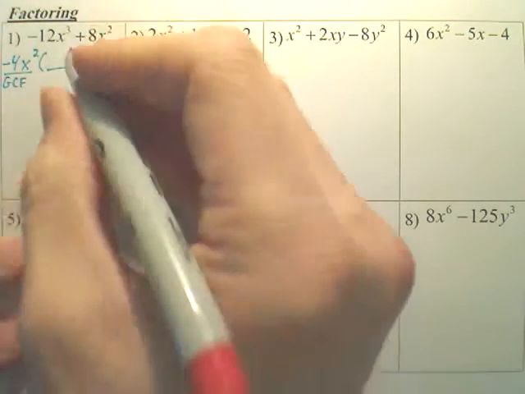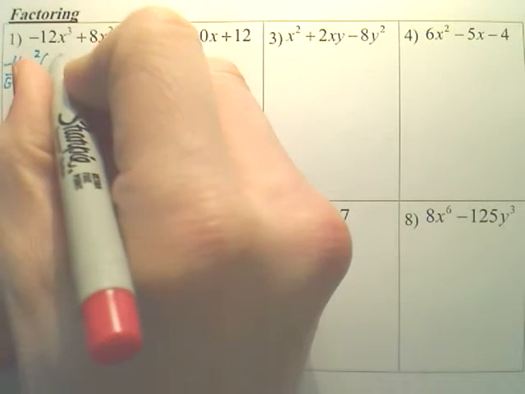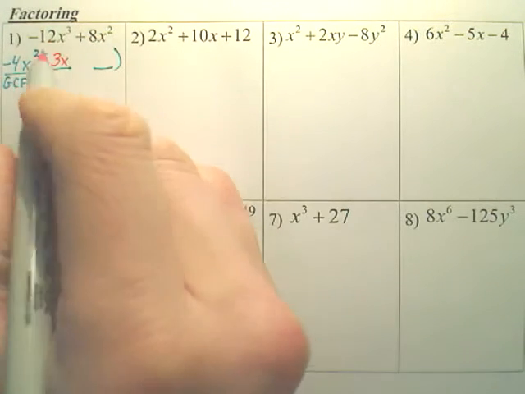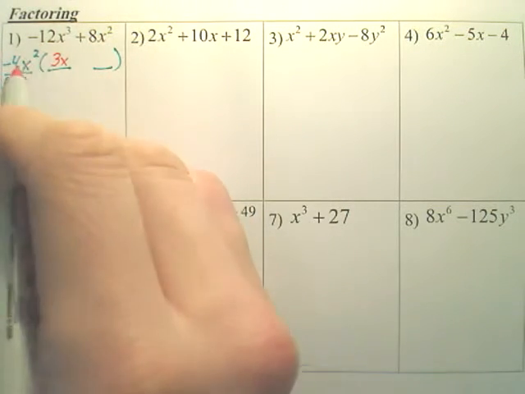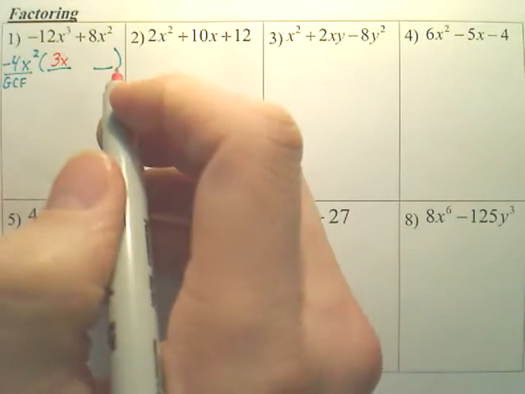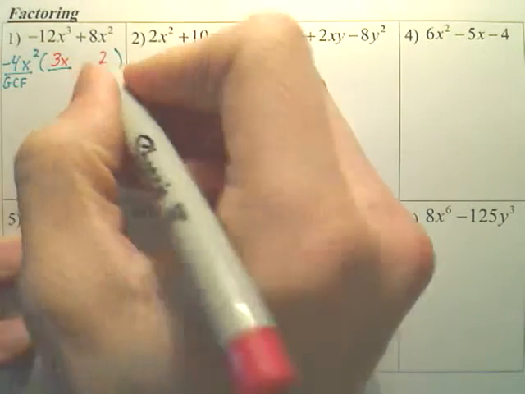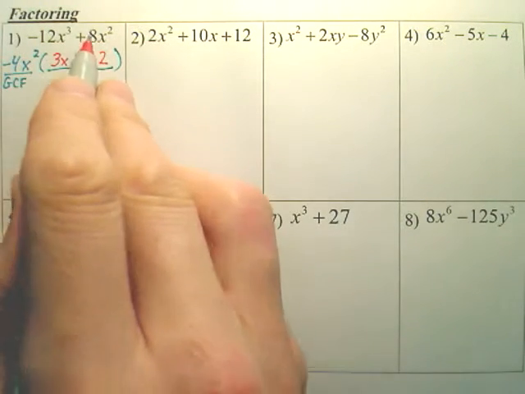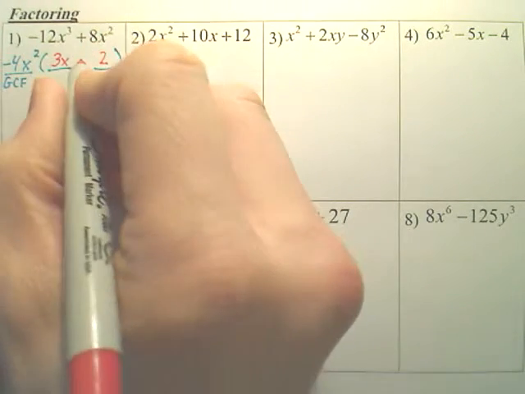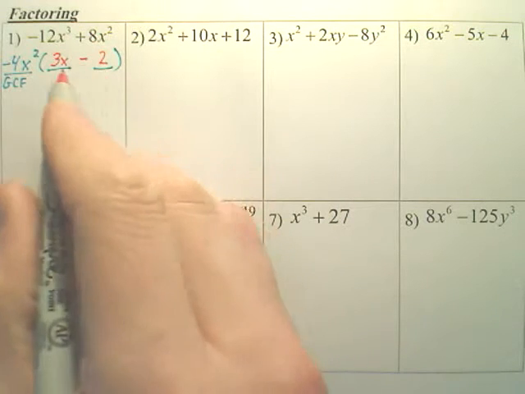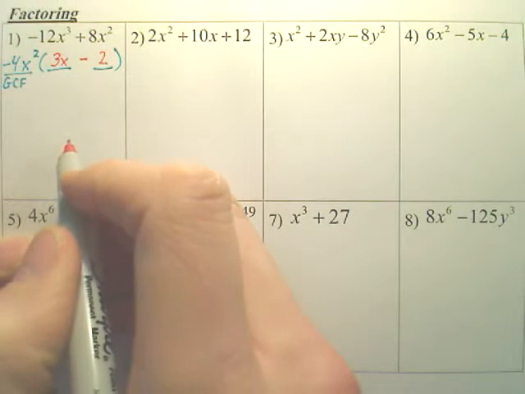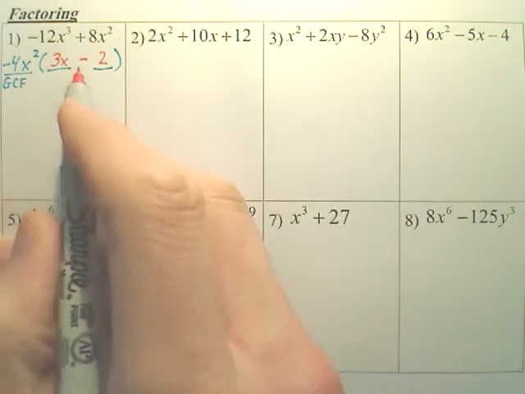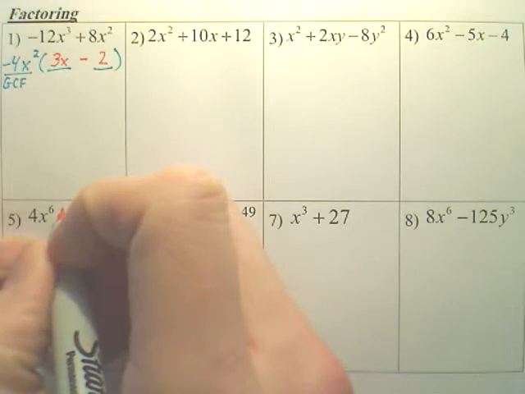This times what gives you this? Well, isn't it 3x? Doesn't this times this give you that? This times what gives you this? Wasn't it 2? Isn't it negative 2? Since I pulled out a negative, wouldn't that be a negative 2? Can this factor? No. We're done. Sometimes all you can do is pull out a greatest common factor.